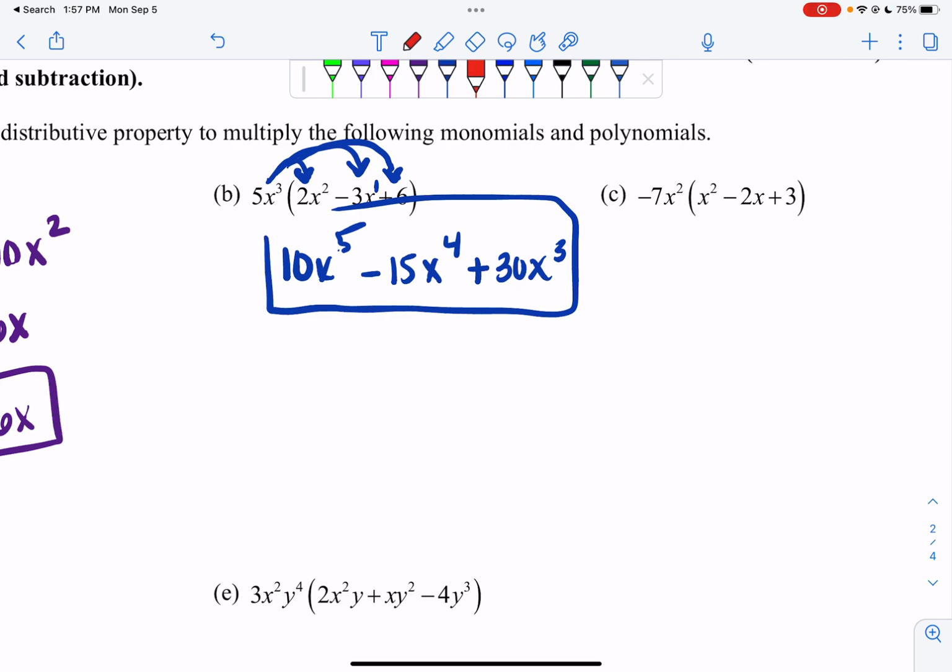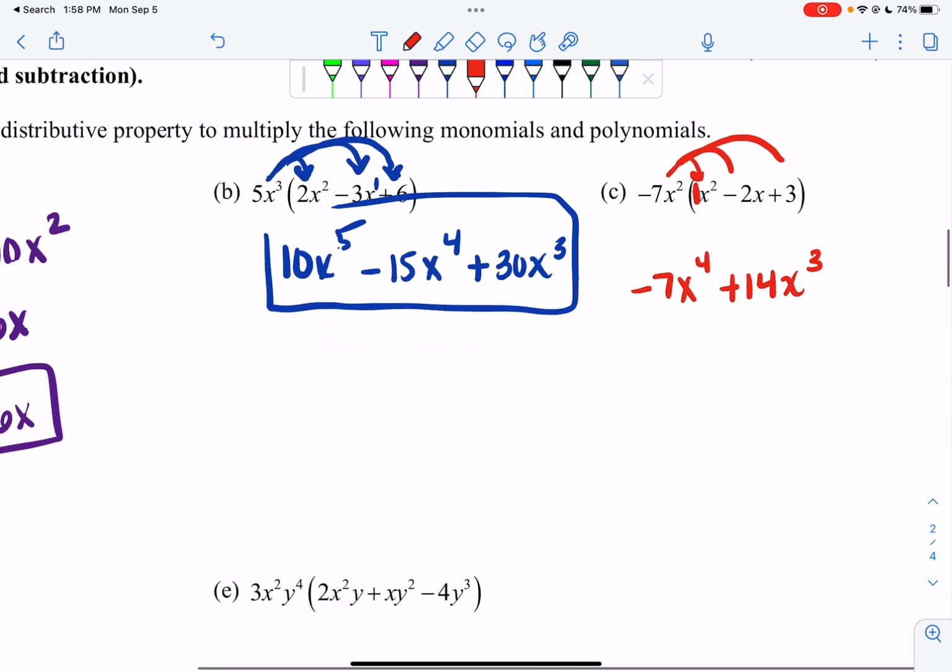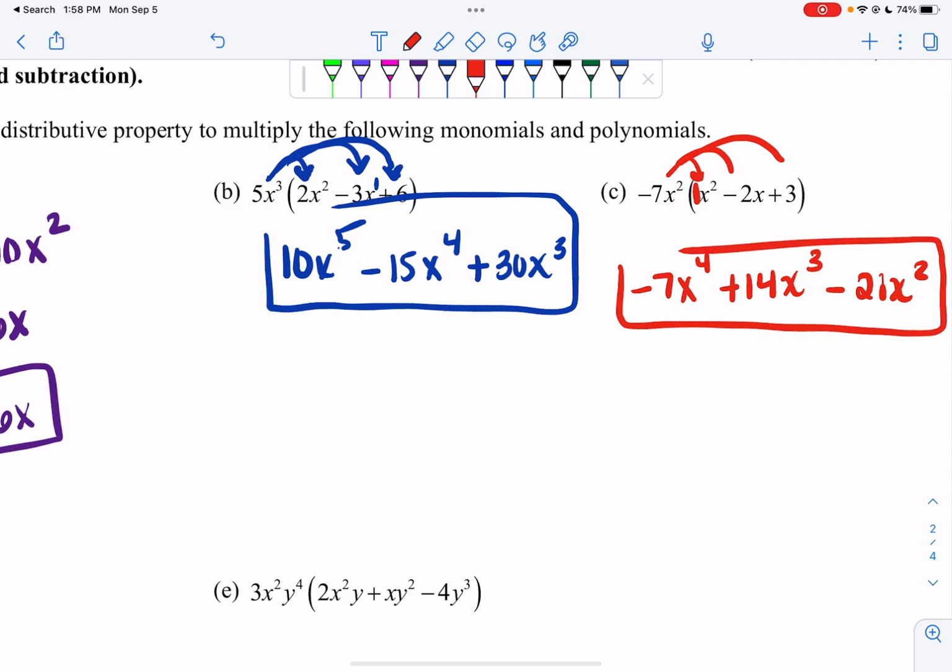Now let's look at the next one. Negative 7x squared times x squared minus 2x plus 3. This is really a 1x squared. We do our distribution. Negative 7 times 1 is negative 7. And then I add my exponents. 2 plus 2 is 4, so I have negative 7x to the 4th. Now negative 7x squared times negative 2x. Negative 7 times negative 2 is a positive 14. And then x squared times x becomes x to the third. Now negative 7x squared times 3 becomes a minus 21x squared. And this is your final answer.